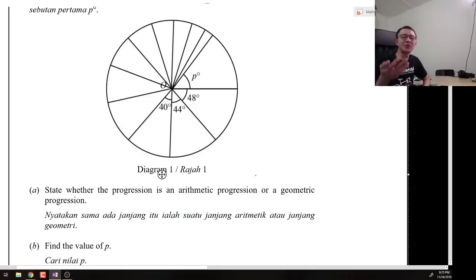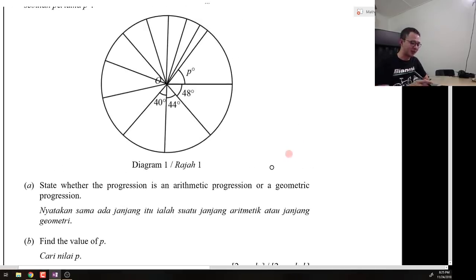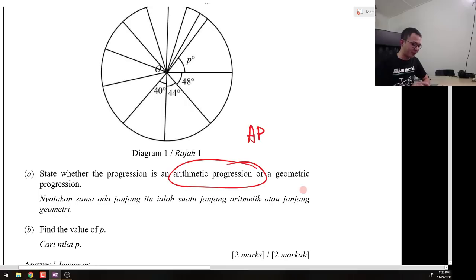It's very easy. You know arithmetic progression is plus and minus, right? And geometric progression is basically multiply and divide. So obviously you can see 48 going to 44 to 40 is basically plus and minus, isn't it? So this one will be AP, arithmetic progression. So you choose this one. Alright, find the value of P. Basically P we know is 48 plus 4, which is 52. Just like this. Should be very easy.